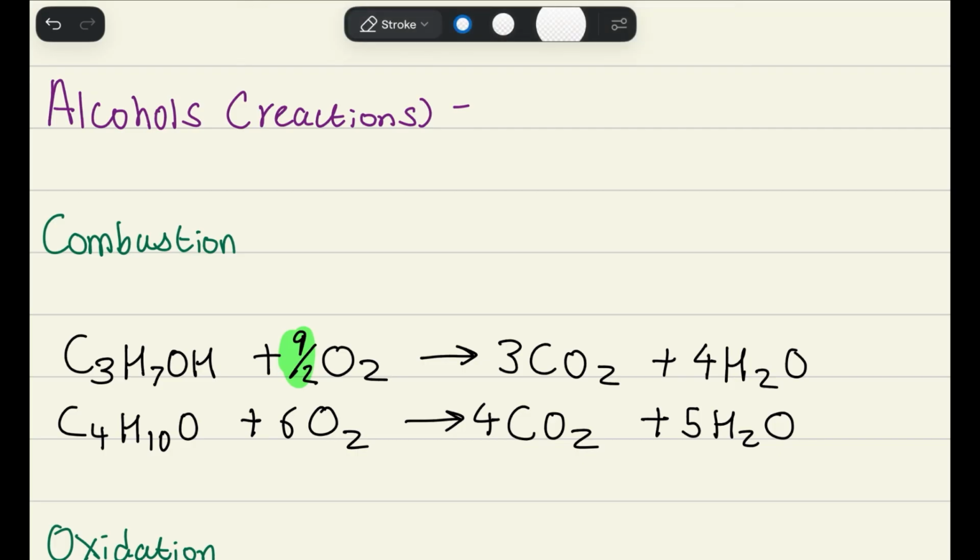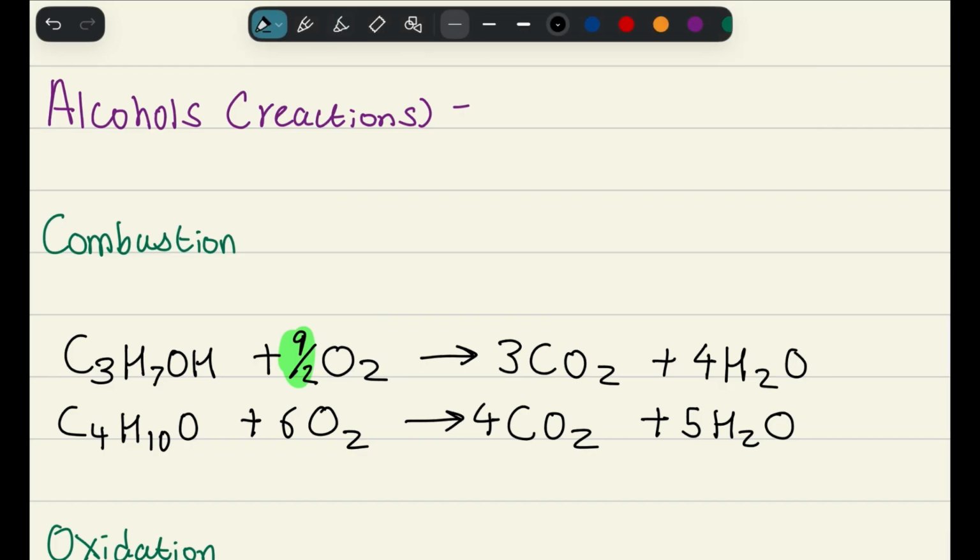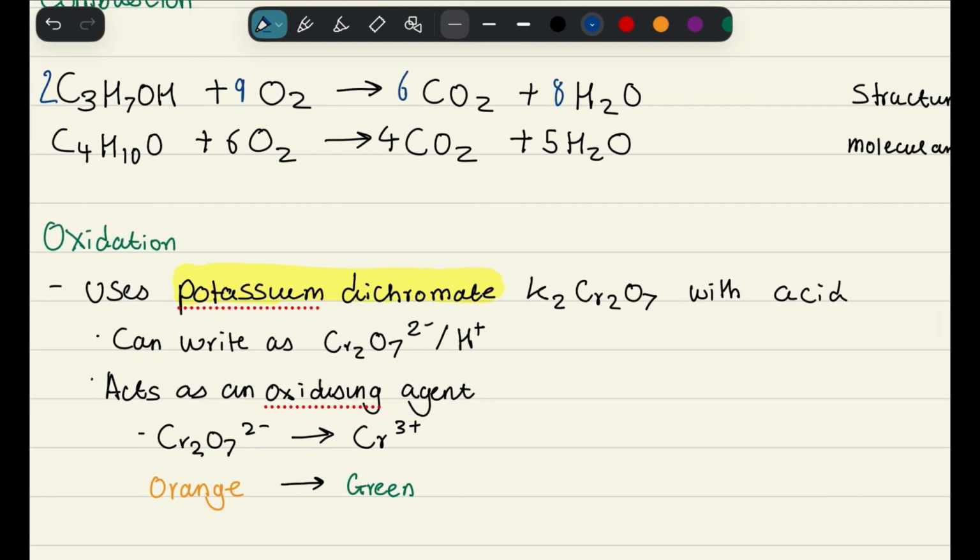If you wanted to get rid of the fraction, literally just times everything by 2. And then that would also be fine. So say we were doing that, for example, this would become 2, this would become 9, this would become 6, and this would become 8, and then that would all still be balanced. Cool. Now here's the big one.